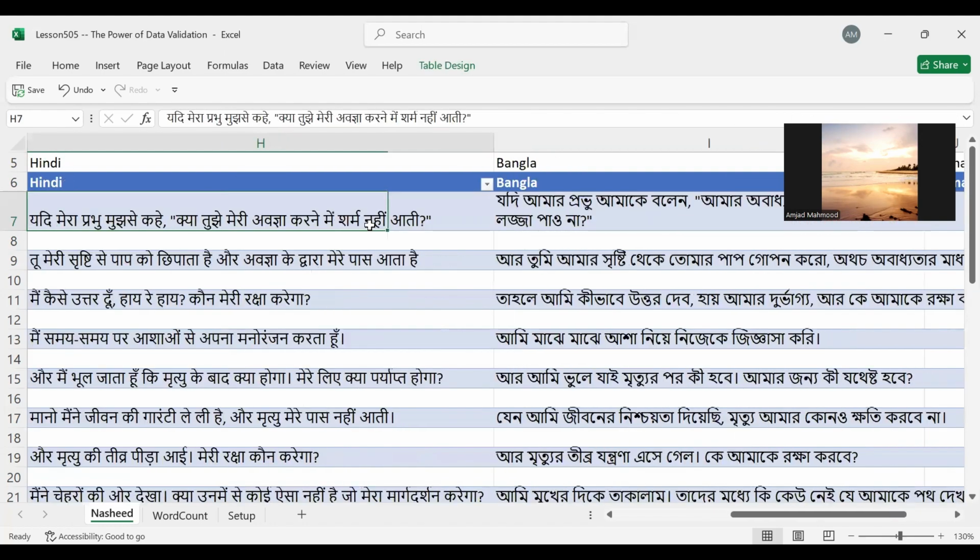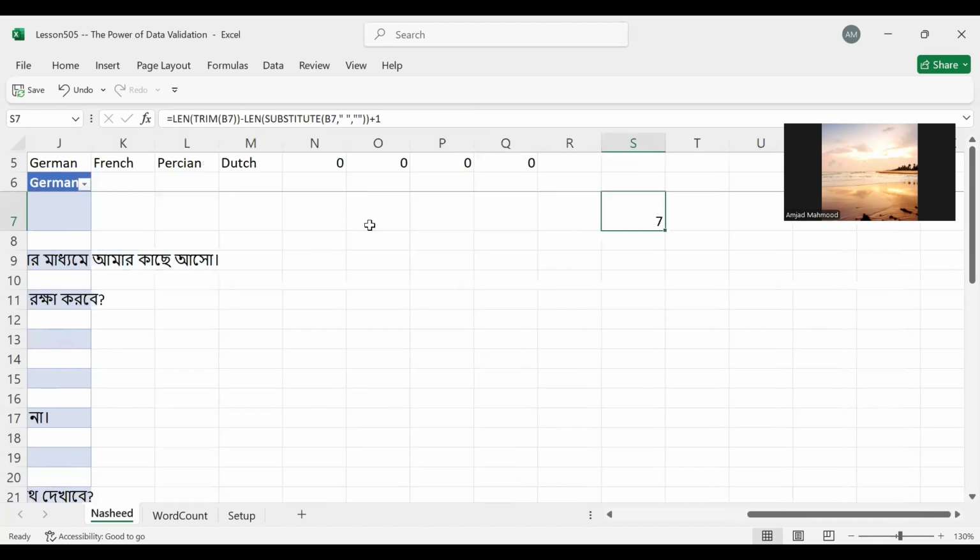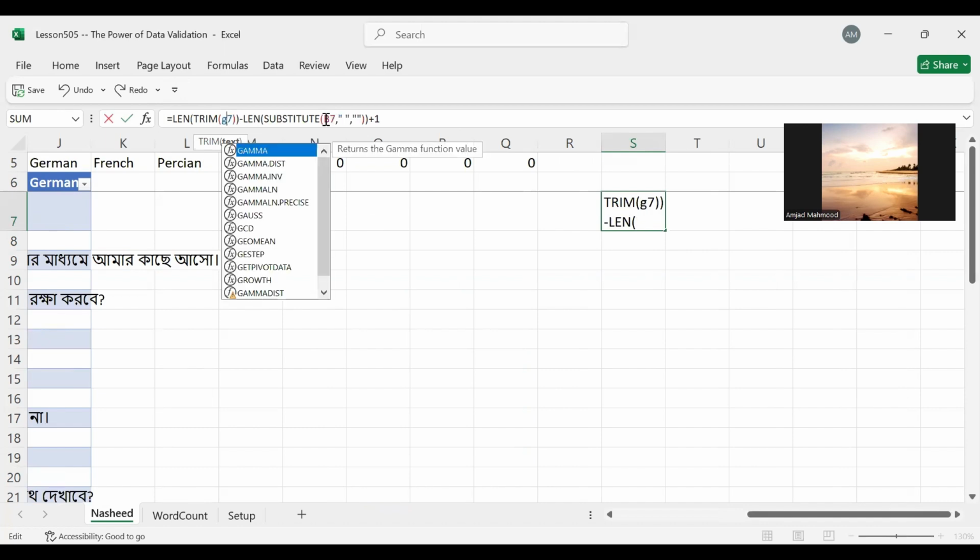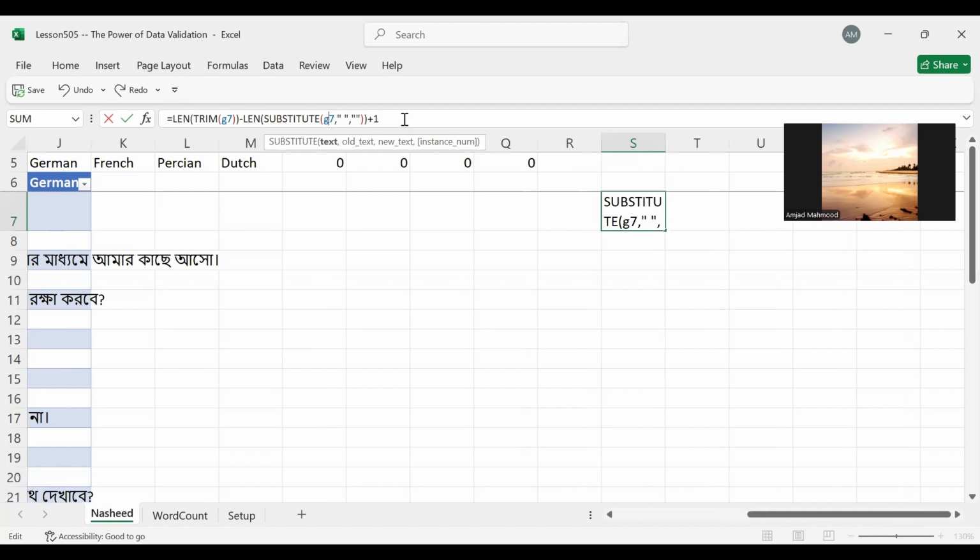Okay, so this is the G column. We change the formula from V7 to G7, G7, G7. We will discuss these sub functions like substitute and len, we will discuss all of them. Then let's see whether this function comes with 13 or not. Yes, it comes with 13, so it is working properly.